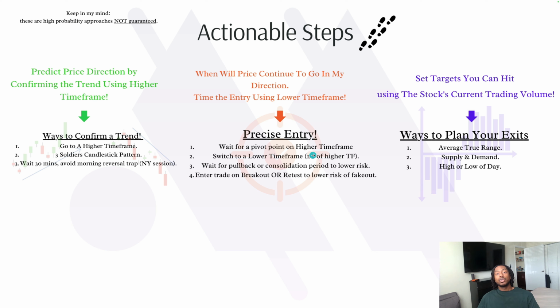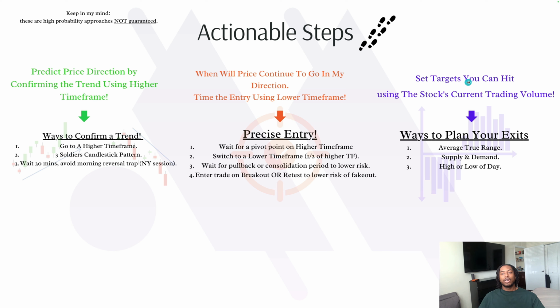When you go to a lower time frame, it has to be at least half of the higher time frame that you're using to confirm the trend. I wait for a pullback or a consolidation period to lower my risk, and then I enter the trade on a breakout or a retest to lower the risk of a fake out.